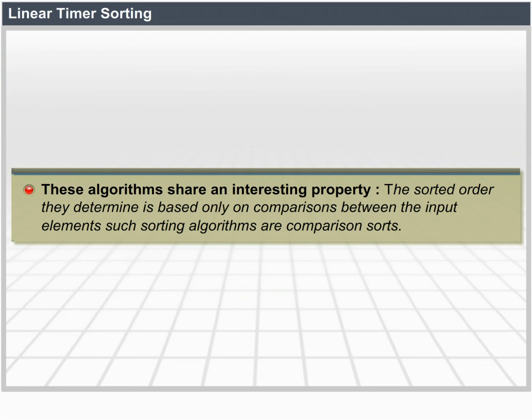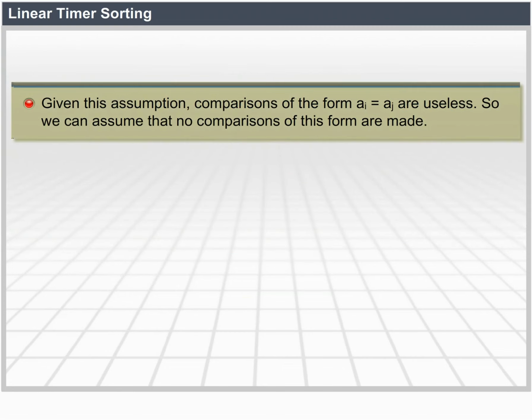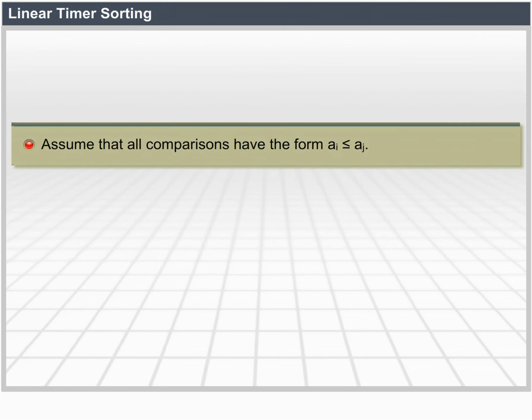In this section, we assume without loss of generality that all the input elements are distinct. Given this assumption, comparisons of the form a_i equals a_j are useless. So we can assume that no comparisons of this form are made. Assume that all comparisons have the form a_i less than or equal to a_j.